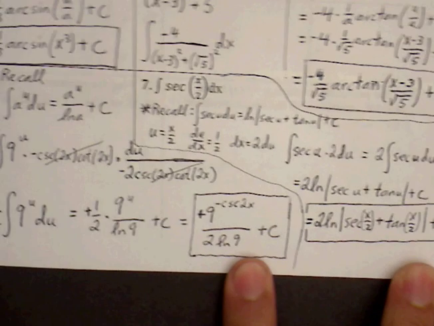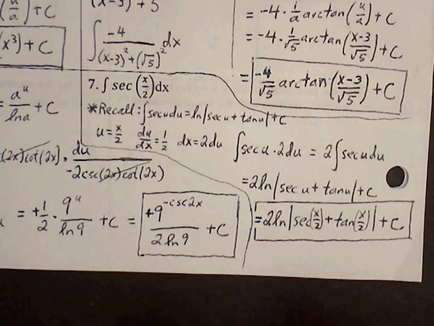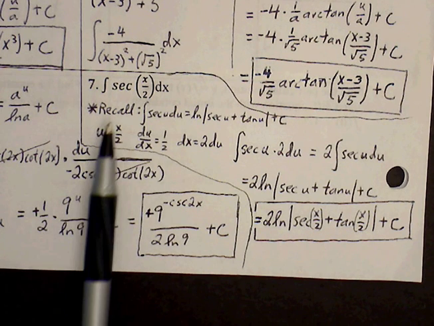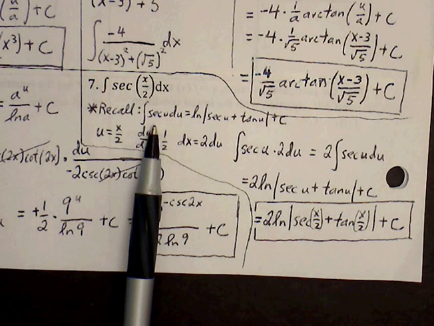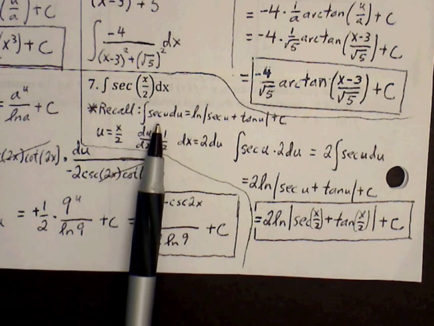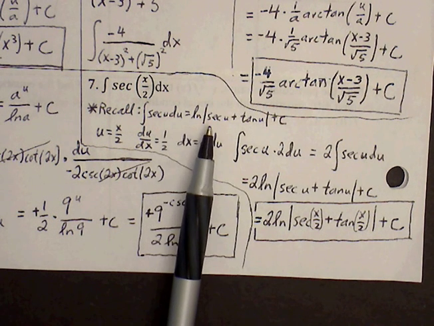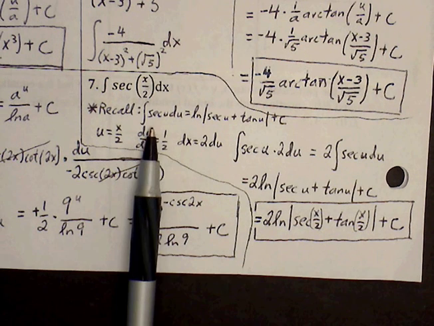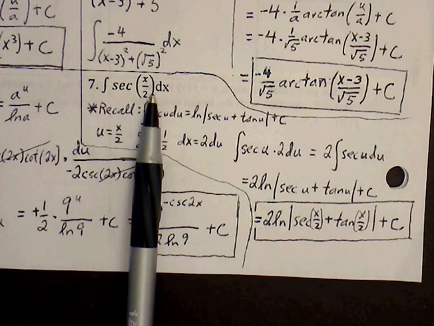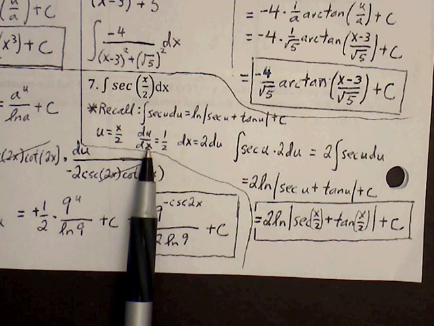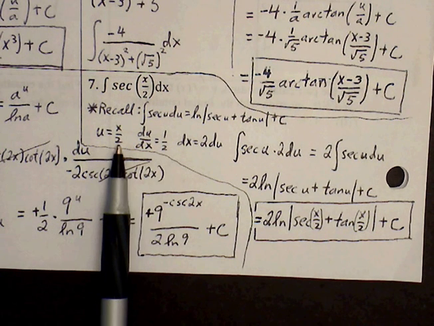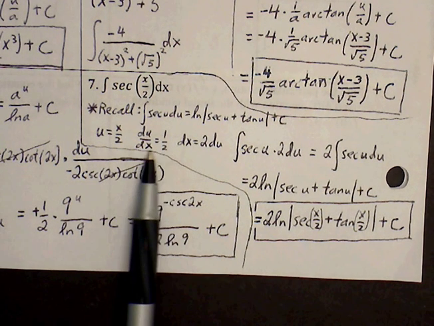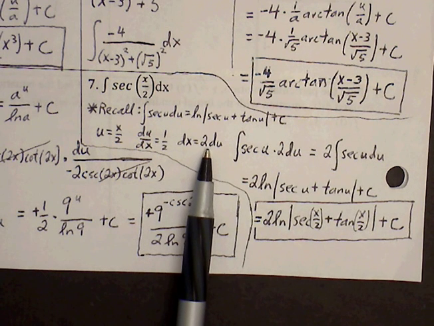All right, last one, number 7. We have the integral of secant of x over 2 dx. Okay, if we recall, we learned a recent integral rule for secant, which is natural log of secant of u plus tangent of u plus c. So it should be obvious that our u value will be x over 2. So derivative of 1/2 x will simply be 1/2. Solve for dx. dx is 2 du.